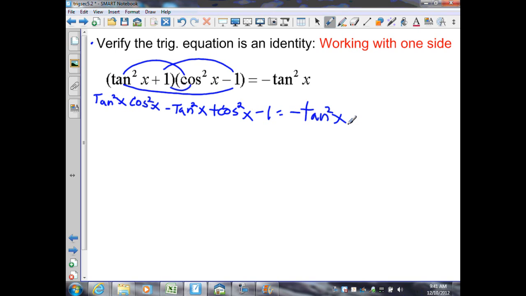Since tangent squared x is multiplying cosine squared x, I can use one of my identities to change tangent squared x into sine squared x over cosine squared x times cosine squared x, minus tangent squared x, plus cosine squared x, minus 1.